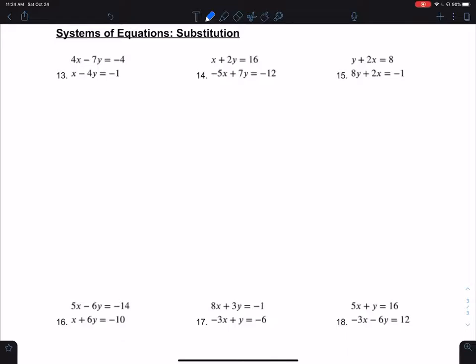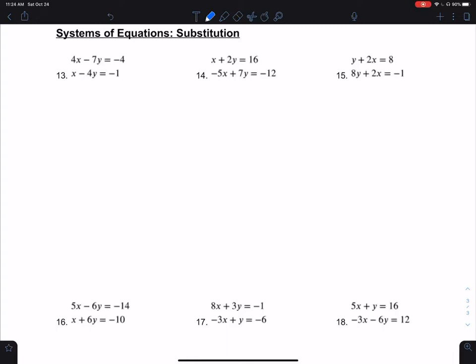Here's our third video for using substitution to solve a system of equations. In the first video, both equations had the same variable isolated. Our second video had one variable isolated, and now in this third video, we won't have any of the variables isolated. So looking at number 13, 4x minus 7y equals negative 4, and x minus 4y equals negative 1.